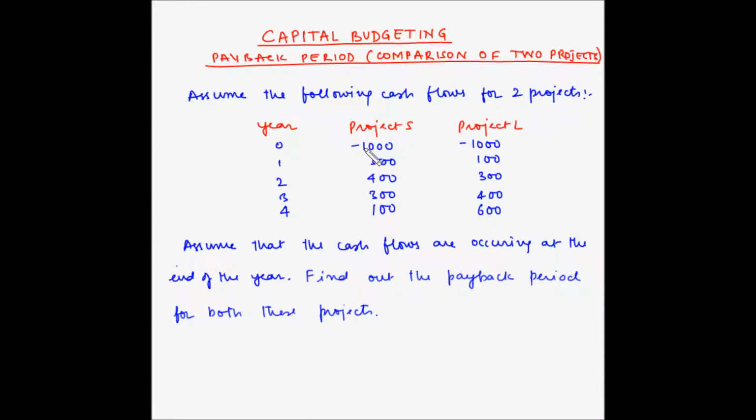Assume the following cash flows for two projects. Initially the outlay is 1000 rupees. This is all in rupees. At the end of first year, project S generates an inflow of 500 rupees, whereas project L generates an inflow of 100 rupees. At the end of second year, project S generates an inflow of 400 rupees, while project L generates an inflow of 300 rupees, and so on.